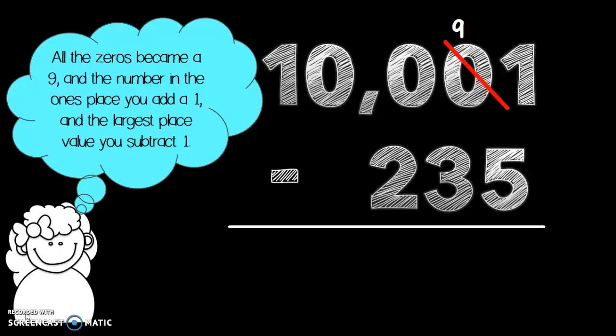So we're going to borrow from the 0. That becomes a 9. We add a 1 above the 1 in the ones place. The 0 in the hundreds place, we cross that out. It becomes a 9. We go to its neighbor, the 0 in the thousands place. We cross that one out. It becomes a 9. And we go to the 1 in the 10,000s place. We cross that one out, subtract 1 from that value of 1, and that becomes a 0.